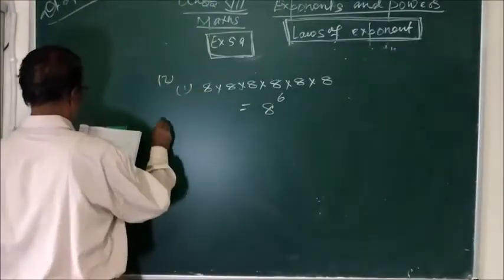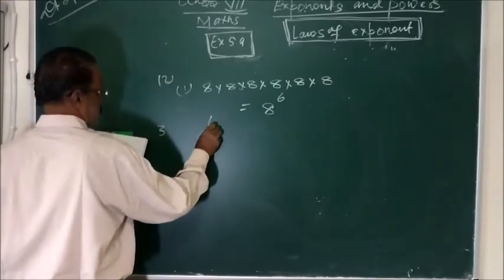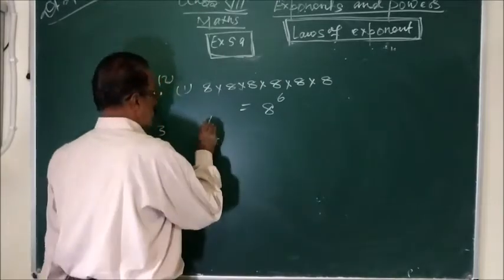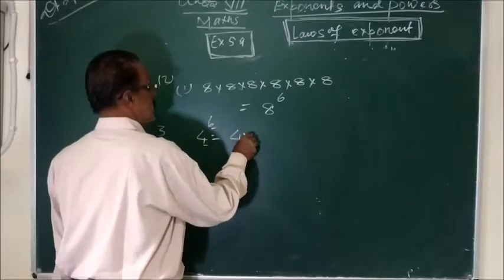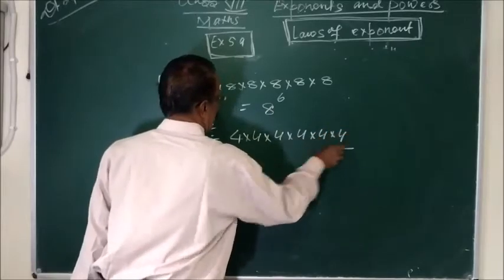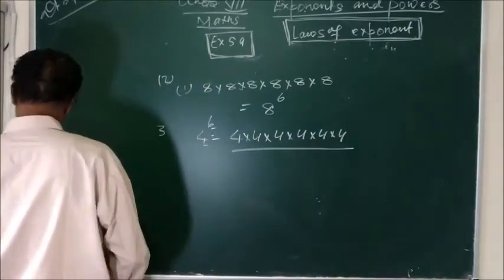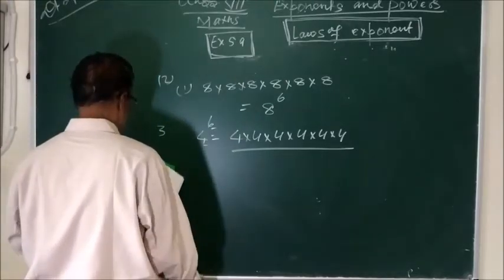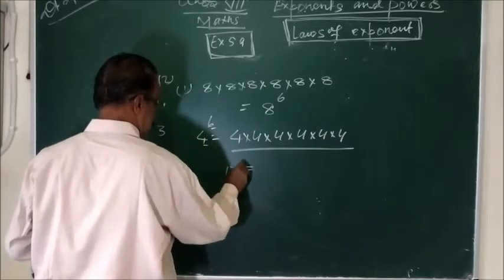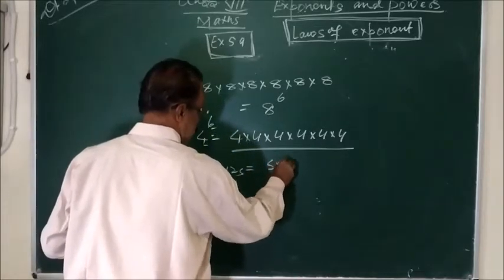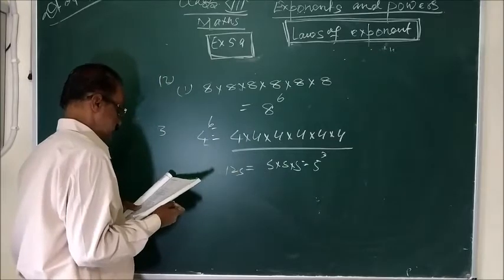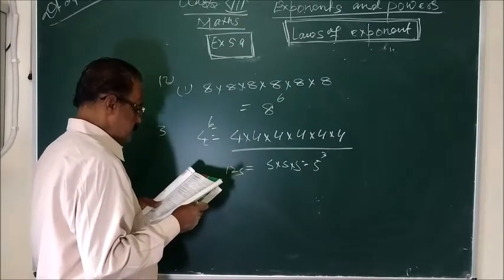Question number 5. I explained 4 power 6. How will you write the expanded form? This is the base, this is the power. So 4 to the power 6 means you multiply 4 by 4, 6 times. That is the expanded form, and this is the exponential form. Understood? In this way you have to bring it to power notation. 125: for this you will find the prime factors, 5 into 5 into 5, and you will write 5 to the power 3. In this way you will make it.